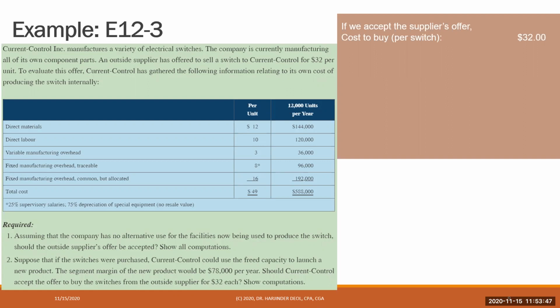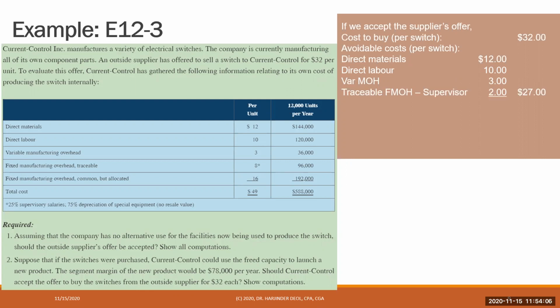We can avoid having to purchase direct materials of $12. We won't need direct labor at $10 per unit. We won't need to incur variable manufacturing overhead of $3. And we can avoid supervisory salaries, $2. So the total amount that we are able to avoid by making a switch over to the external supplier is $27.